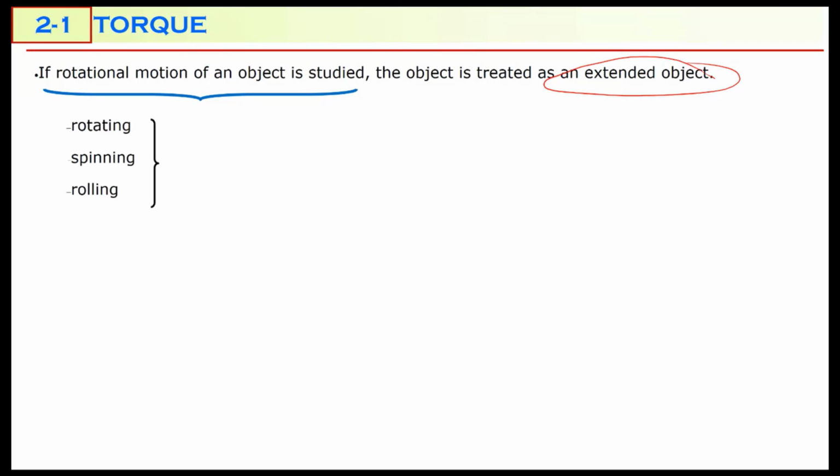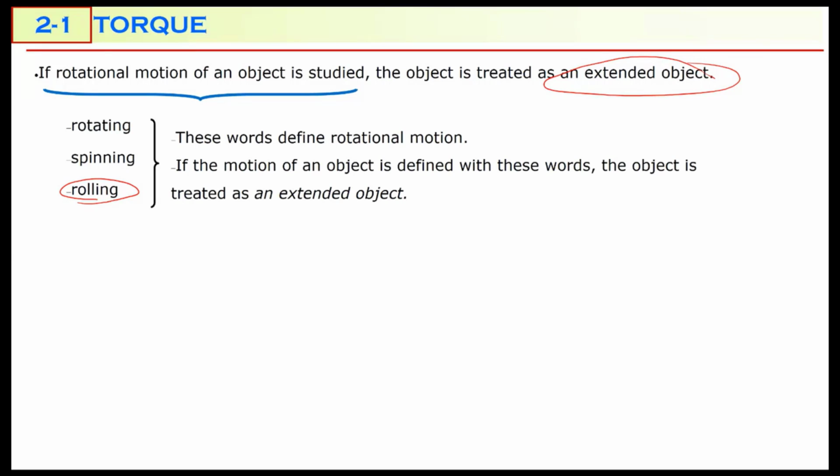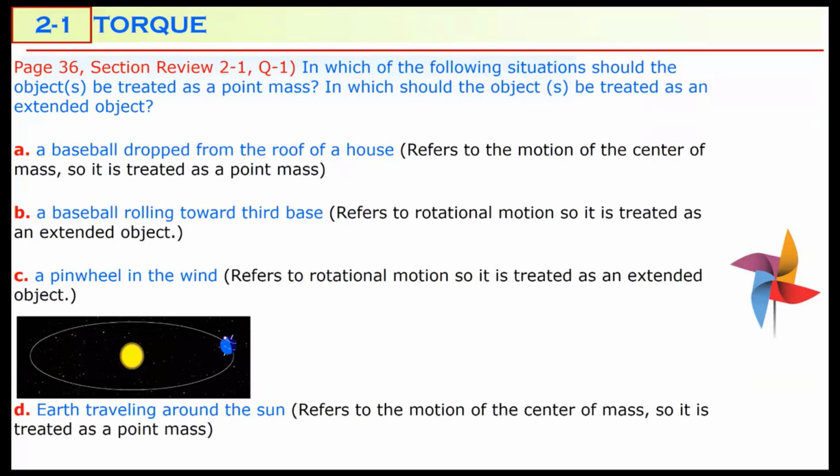So if the rotational motion of an object is studied, the object must be treated as an extended object. Three words: rotating, spinning, and one more word: rolling. When a sentence is made with these three words, it means it's talking about the rotational motion of the object. The object must be treated as an extended object: rotating, spinning, and rolling. We have only one sectional question. In which of the following situations should the object be treated as a point mass? In which should the object be treated as an extended object?